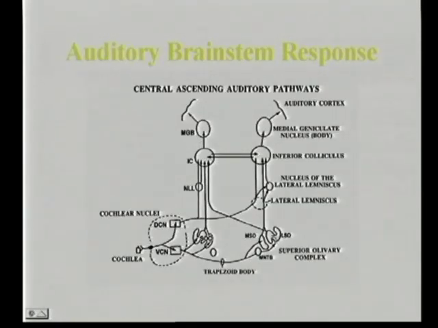I want you to look for the next one, the lateral superior olive, right here. I want you to tell me whether cells in here are sensitive to high or low frequency sounds for sound localization. High or low frequency for this LSO.